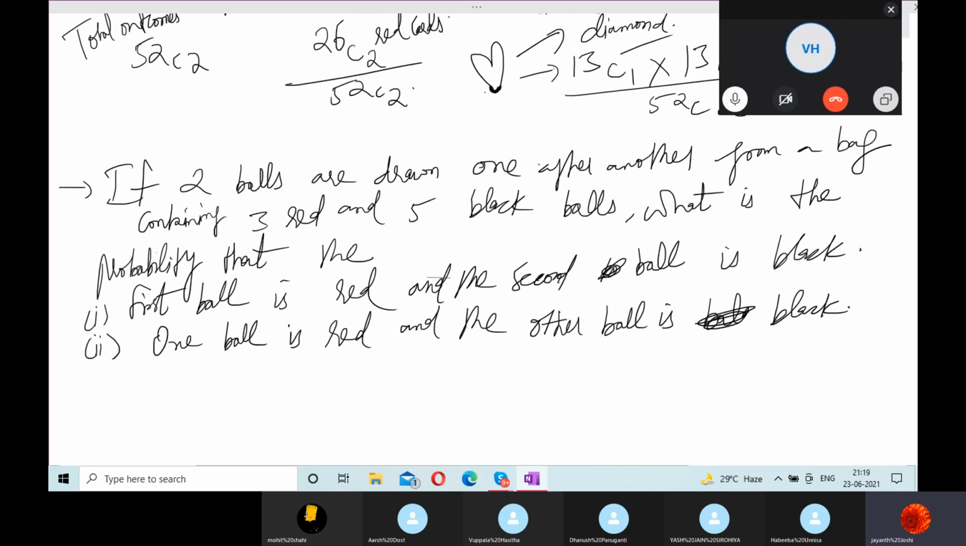So if two balls are drawn one after another from a bag containing 3 red and 5 black balls, what is the probability that the first ball is red and the second ball is black? See, this is like the Bayes theorem concept. This is the classic case of dependent probability. That means the probability of the first ball being red provided the second ball is black. Okay. So let's do this. The first case is dependent events case, correct?